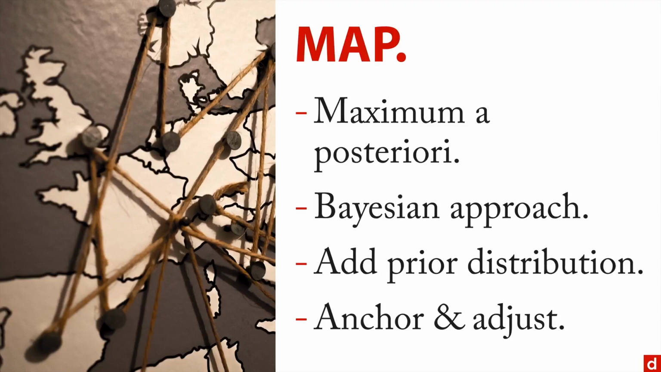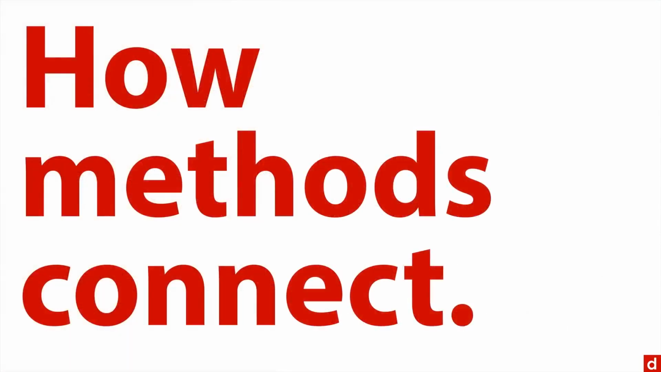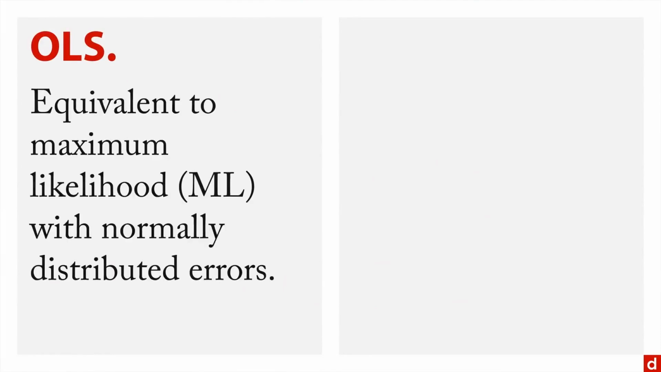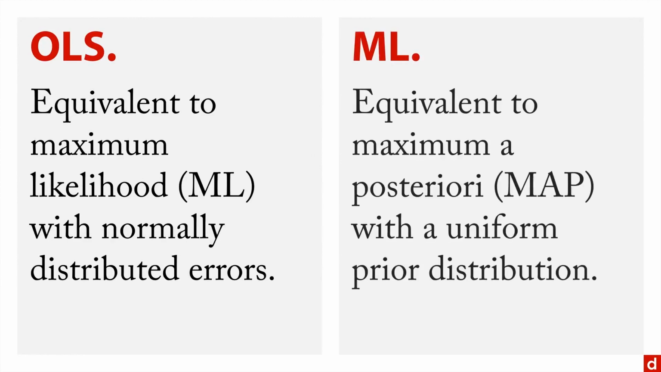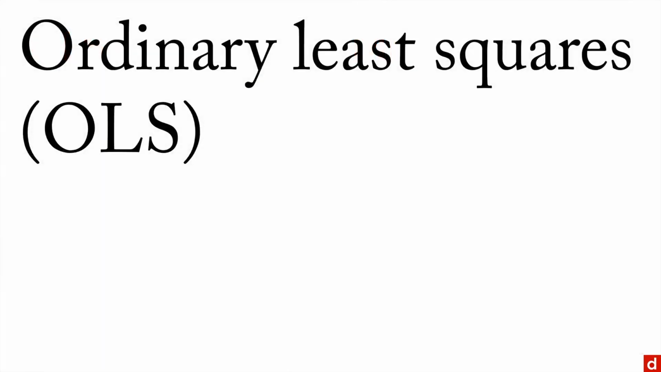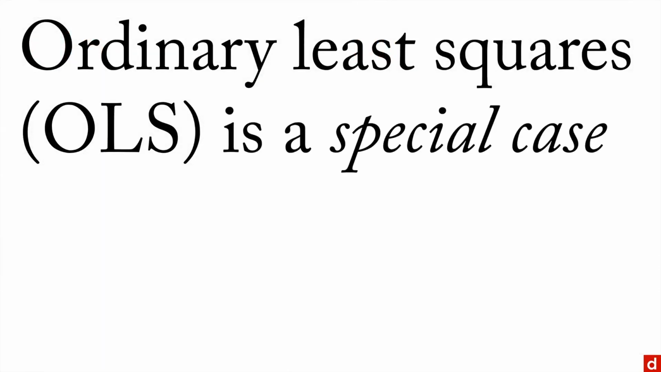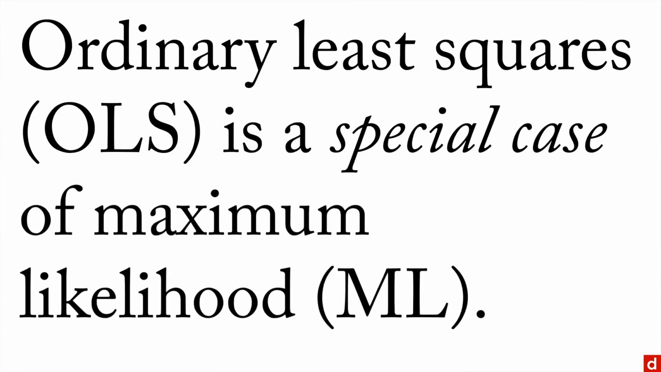Now, what's interesting is that these three methods all connect with each other. Let me show you exactly how they connect. The ordinary least squares, OLS, is equivalent to maximum likelihood when it has normally distributed error terms. And maximum likelihood, ML, is equivalent to maximum a posteriori, or MAP, with a uniform prior distribution. If you want to put it another way, ordinary least squares, or OLS, is a special case of maximum likelihood.